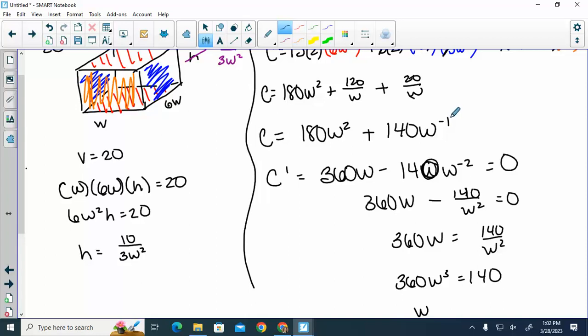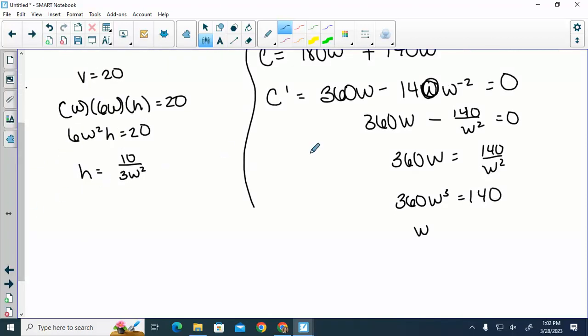When you do the derivative, you subtract 1 from the power. Subtract. Why did I think it was add? That's the antiderivative you add. Okay, so we get W cubed equals 140 over 360. So cube root, it is not pretty. And it gives you about 0.73.